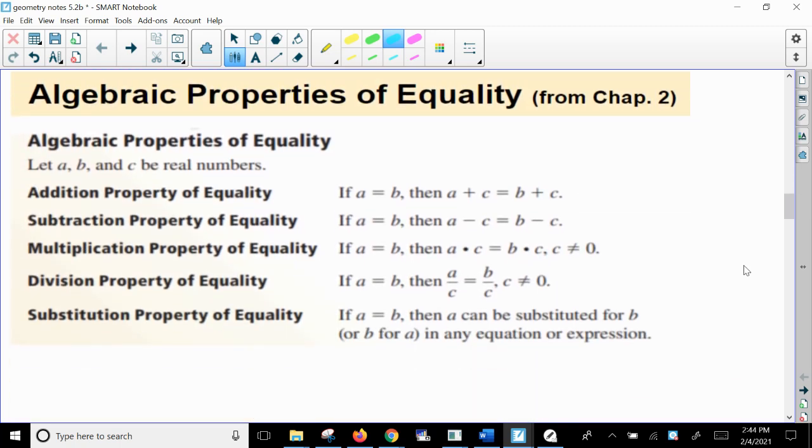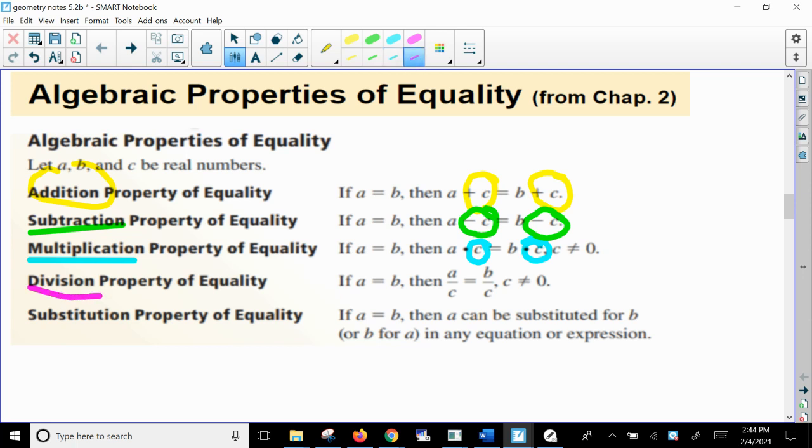Okay, properties of equality. I'm going to go through these kind of fast because you guys seem to do pretty good with them on bell work. And also, you use these anytime you solve algebra problems. If you have an algebra problem, you add something to both sides. That's addition property. Add the same thing on both sides. Subtraction property. Subtract the same thing on both sides. Multiplication. Multiply both sides by the same number. And division. Divide both sides by the same number.